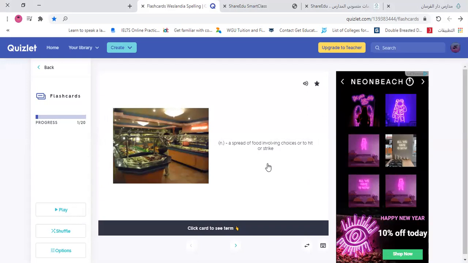Buffet, it means like when you go to places like hotels, there's a place where you take your food, where you get your food, and it's called a buffet. You come and get food. Excellent. So it's an open area for the food. You can collect your food from there.